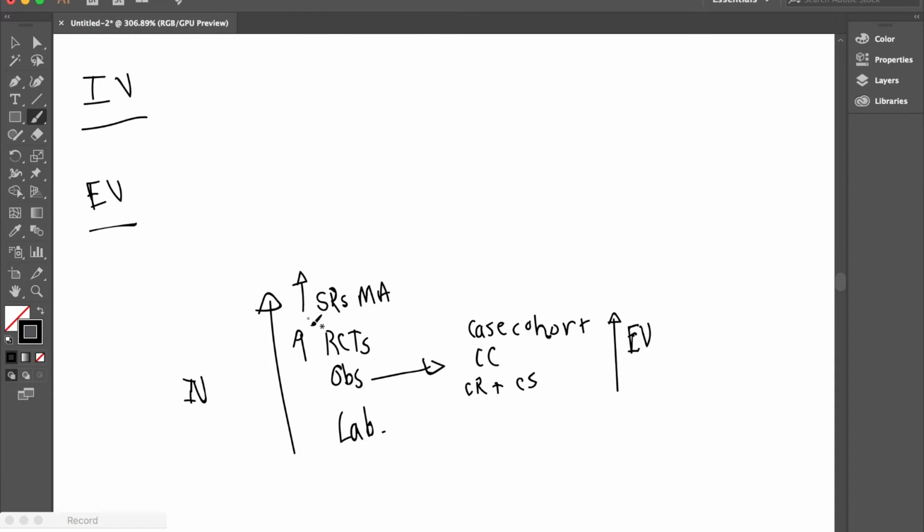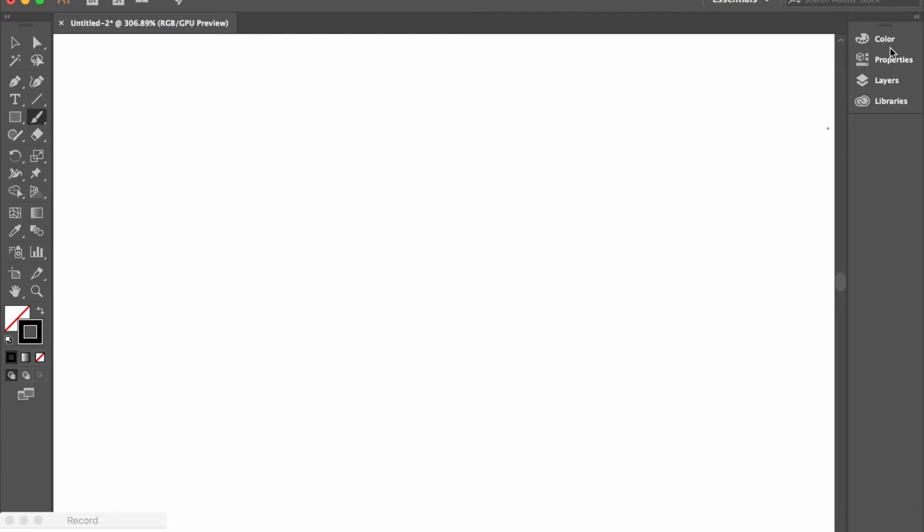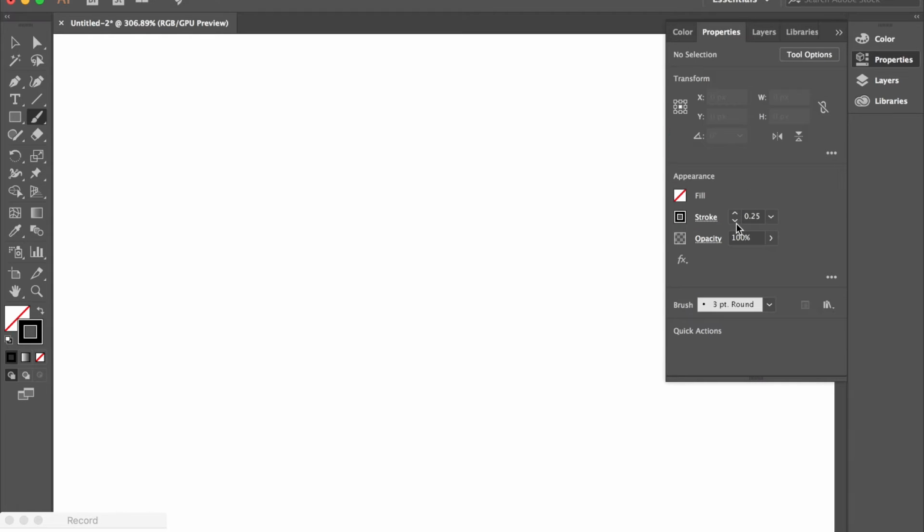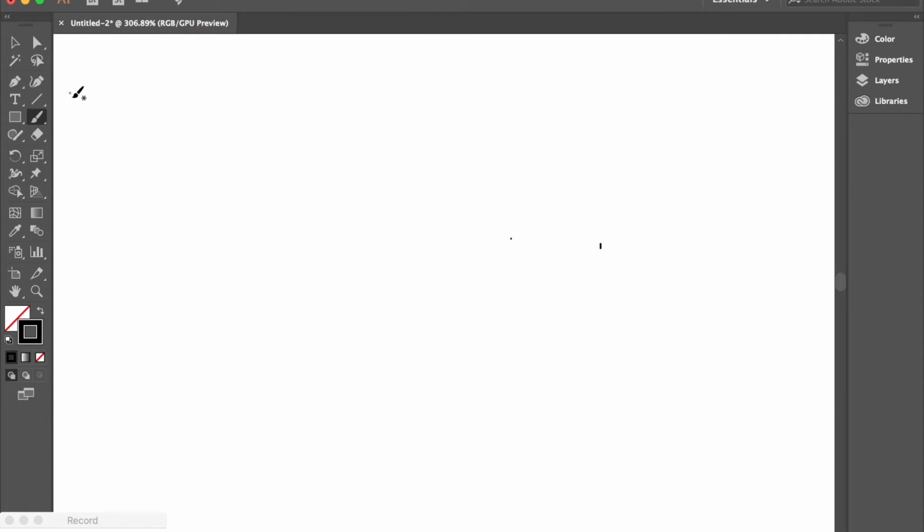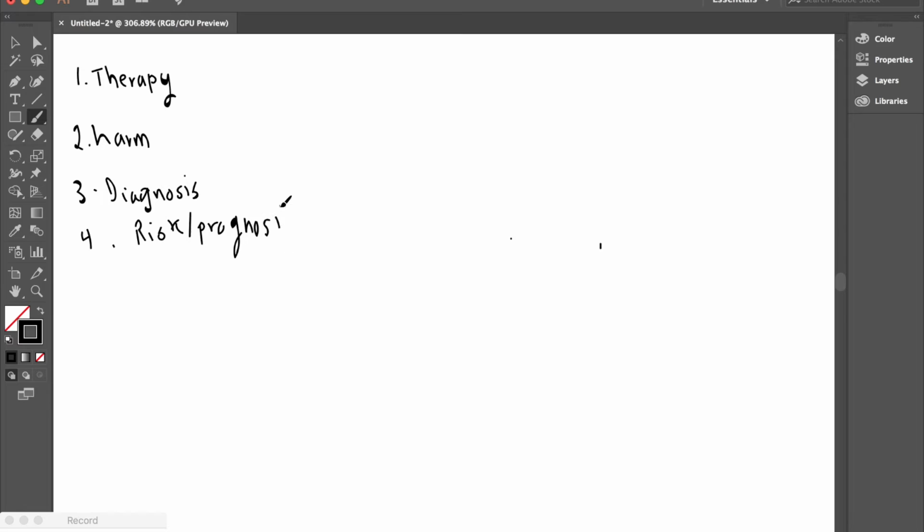So now we could actually jump into a little bit of critical appraisal. And the first thing we're going to take a look at is the different types of research questions. Okay. So there are 4 types of research questions that we're going to take a look at. The first type of research question is therapy. Then we have harm. Then we have diagnosis. And then we have risk/prognosis.